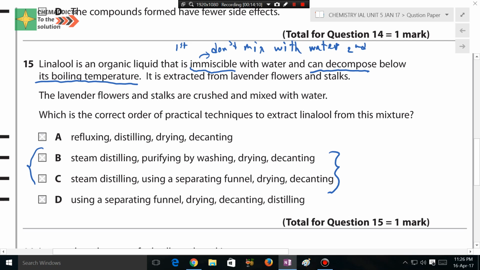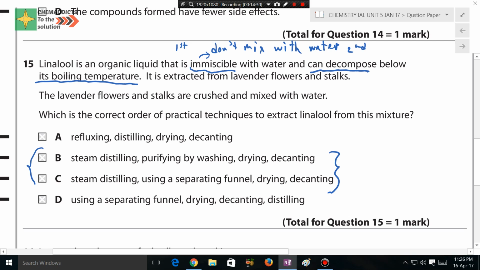Okay, it would be either B or C. Let's further inquire about the process that we should do. Steam distilling, purifying by washing, drying, decanting. Steam distilling using a separating funnel, drying, decanting. So I think the answer, can you guess?